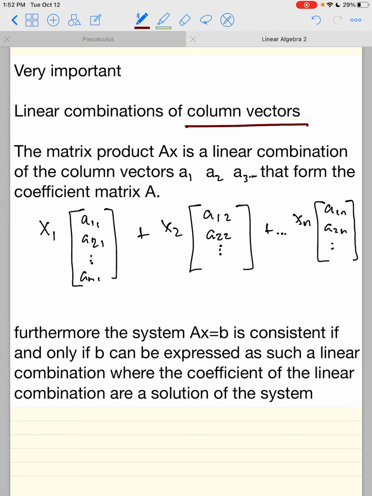So in general, like a theorem, the matrix product Ax is a linear combination of the column vectors A1, A2, A3. Remember, this is A1, this is A2, this is A3. It's not a11, a21. It's A1, A2, the first column, the second column, and so on. Furthermore, the system Ax equals b is consistent, which means it has a solution, if and only if b can be expressed as such a linear combination, where the coefficients of the linear combination are a solution to the system.